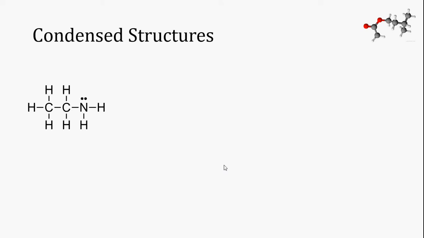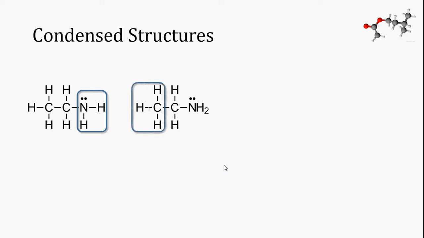To show an example of how a structure can be converted into its condensed form, we will start with this one, which is ethylamine. First, we can take the nitrogen with its two hydrogens and replace that group with the letters NH2. We can also take the CH3 at the other end of the chain and condense it down.